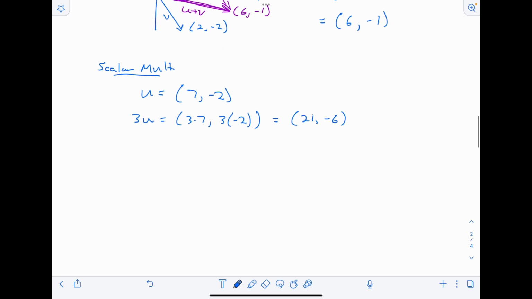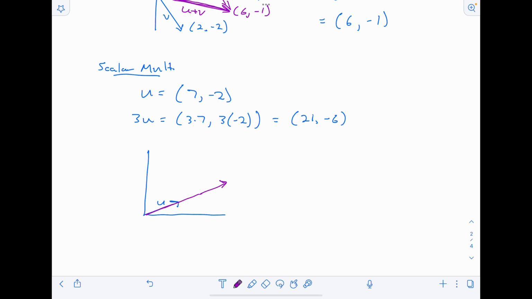The idea here being that if I have, and I'll do a picture for a different vector, so this is not the one we just did, but if I have a vector u, and I was to multiply that by a value greater than 1, let's say I multiplied it by 3, that's going to take that vector and it's just going to make it 1, 2, 3 times as long.